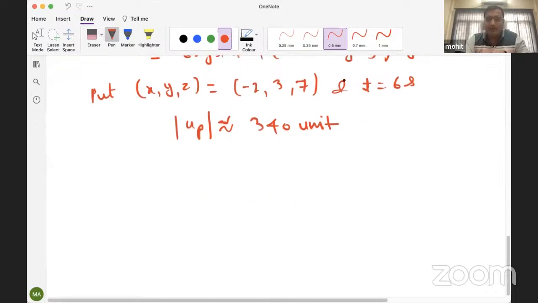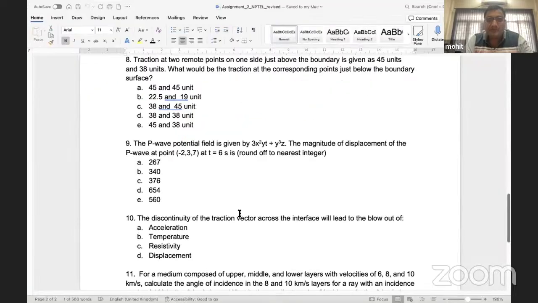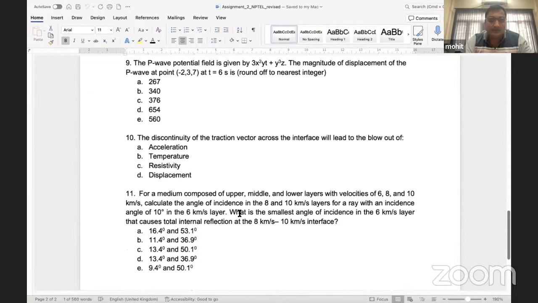So when you look at your options, I'm sorry, I have to go back and forth. So when you look at your options, then you can see option B is correct.